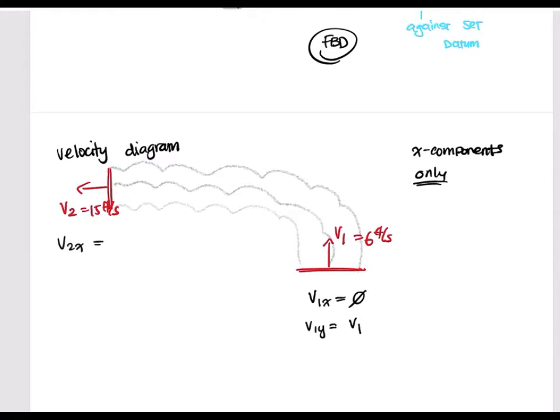Again, we have to consider our datum here. So redraw the datum. Now, what direction is V2x acting in? It's acting against our datum, which means V2x is minus V2. Okay. And for completeness, V2y is just 0. Okay, so we draw the velocity diagram to make sure we catch these things, right? To make sure that we're considering the directions correctly.